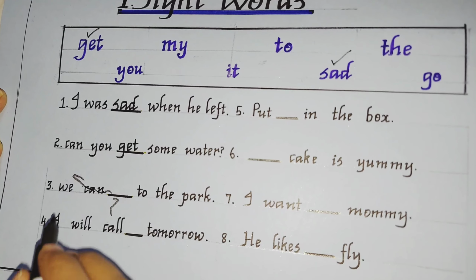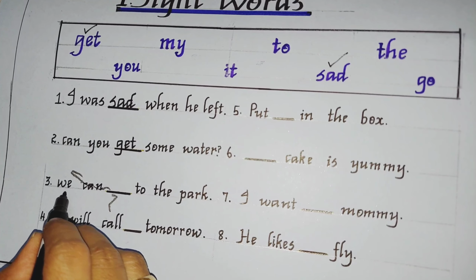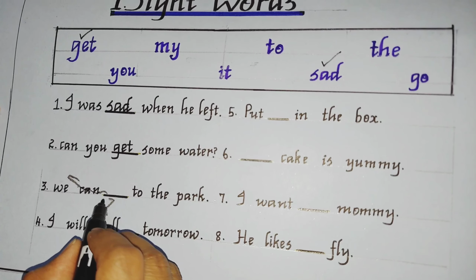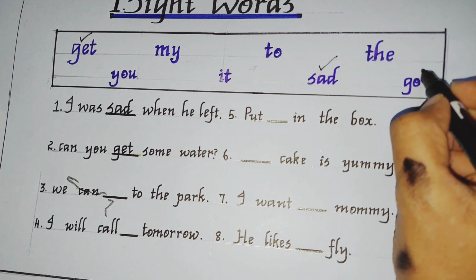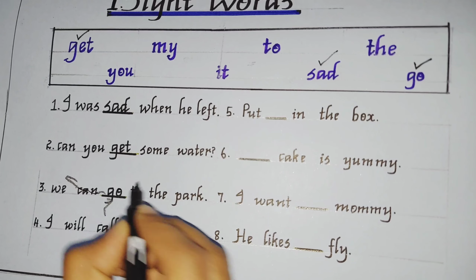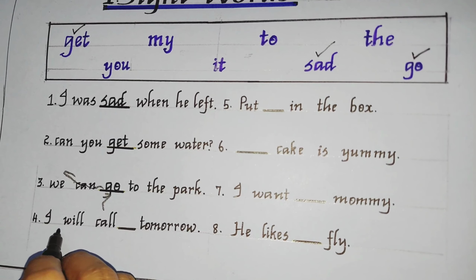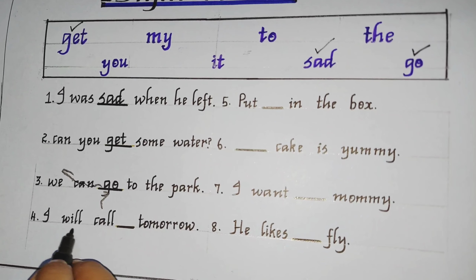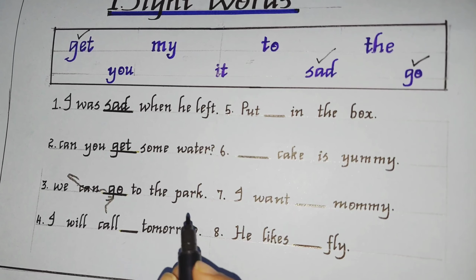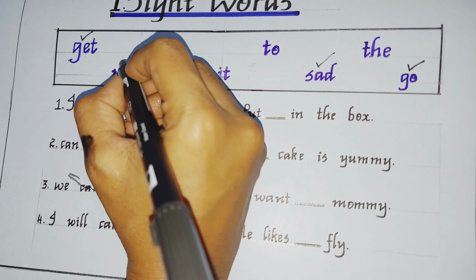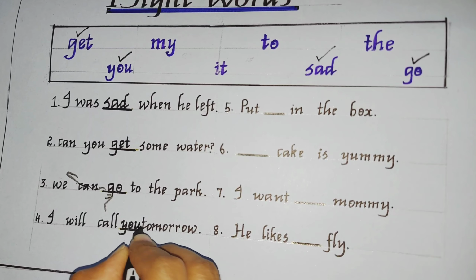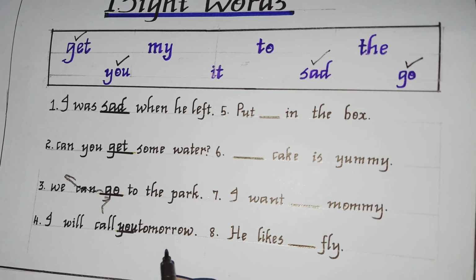G-E-T, get. The third sentence is we can dash to the park. The answer is go. G-O, go. The fourth sentence is I will call dash tomorrow. The answer is I will call you. Y-O-U. I will call you tomorrow.